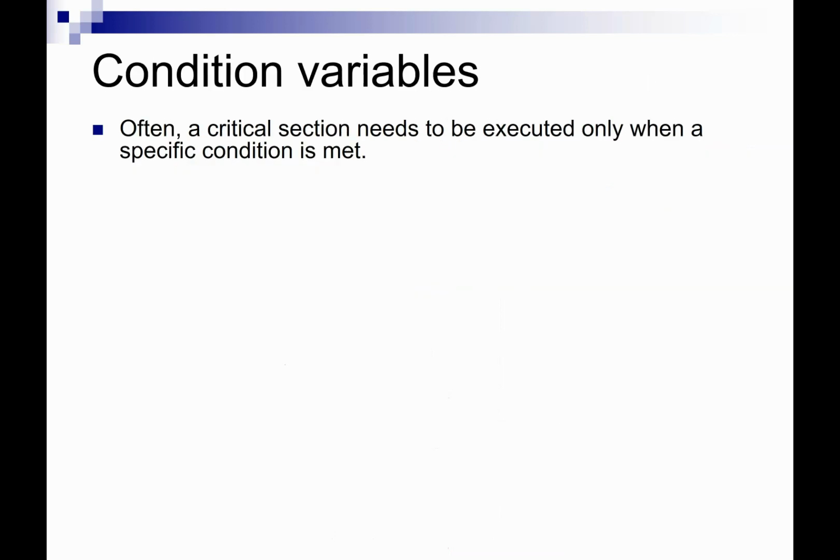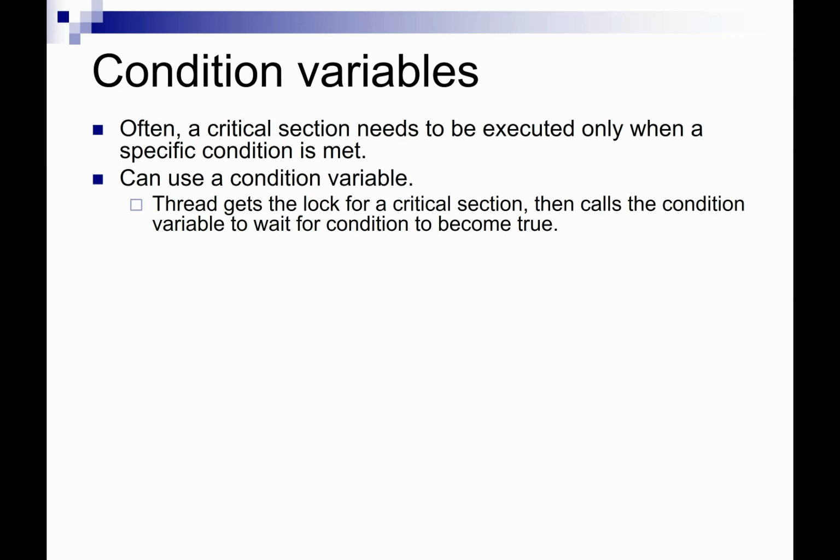Okay, so next we're going to talk about condition variables. These variables are used with critical sections. The idea is that sometimes you should only execute a critical section when a specific condition occurs. I'll give you an example of that later. But in these situations, we want to use a condition variable.